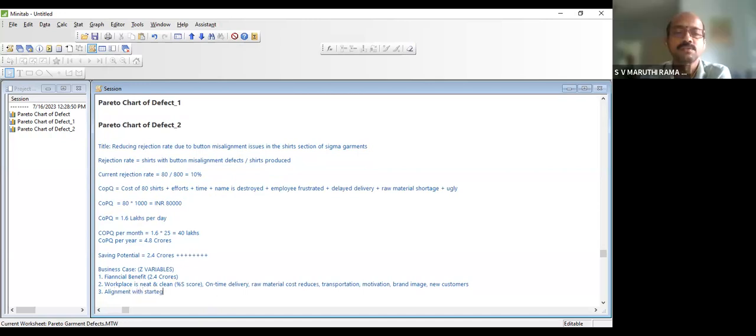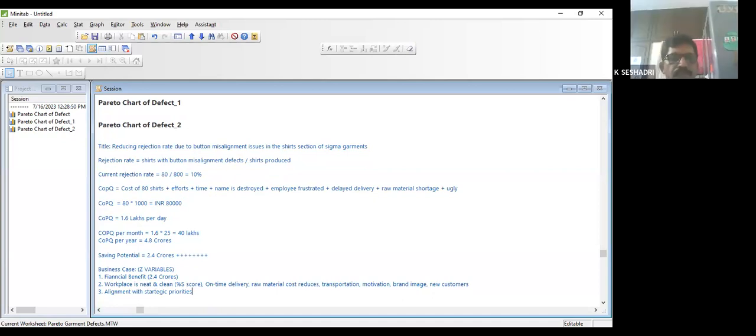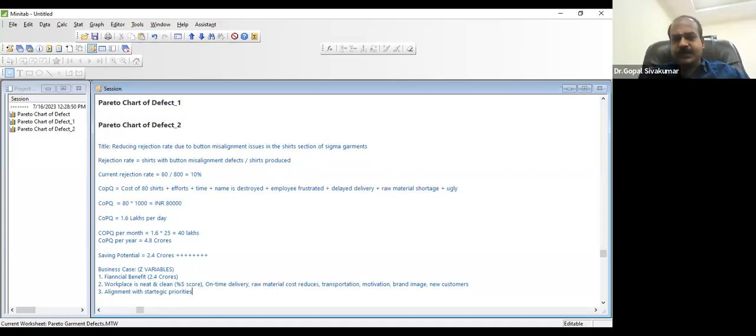Alignment with strategic goals, exactly, strategic priorities or strategic goals. They keep on talking about certain things. Every meeting, every circular, every notice board, every wall will carry this. Isn't it? Yes. By bringing that in your project, you are showing the alignment, isn't it?